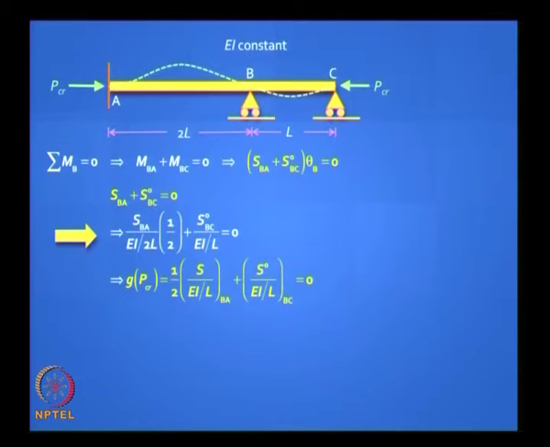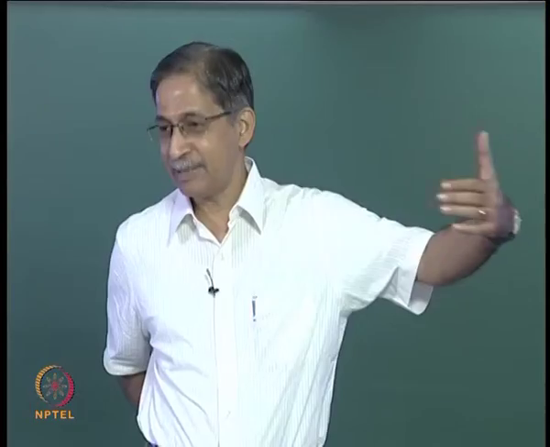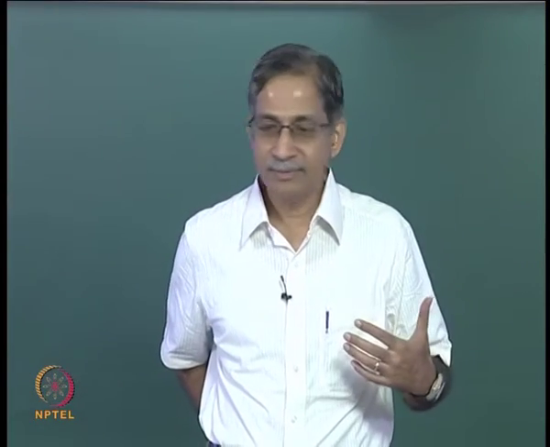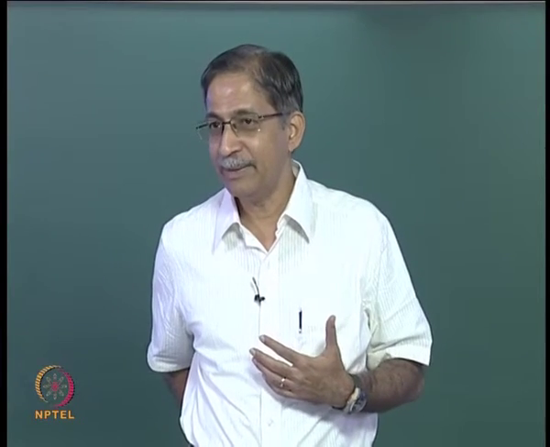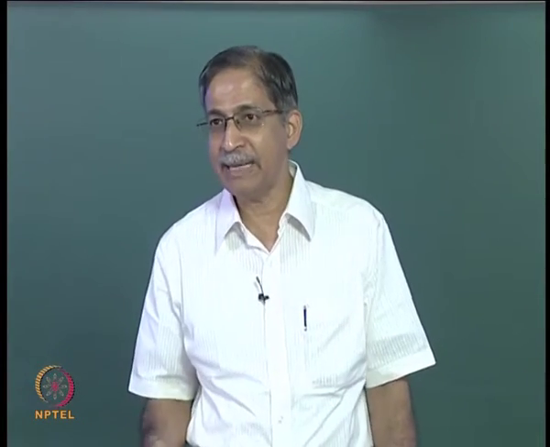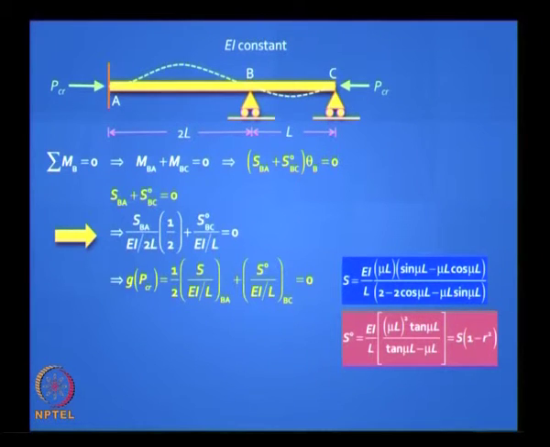you can get a transcendental equation in terms of P critical. Does that make sense to you? I divide that equation by EI by L. Can I get this equation? I need to solve this equation. How do I solve this equation? I have those trigonometric stability functions S and S naught as a function of mu into L. So I have to bring mu L into the picture. So these are my equations, and I can use the bisection method.